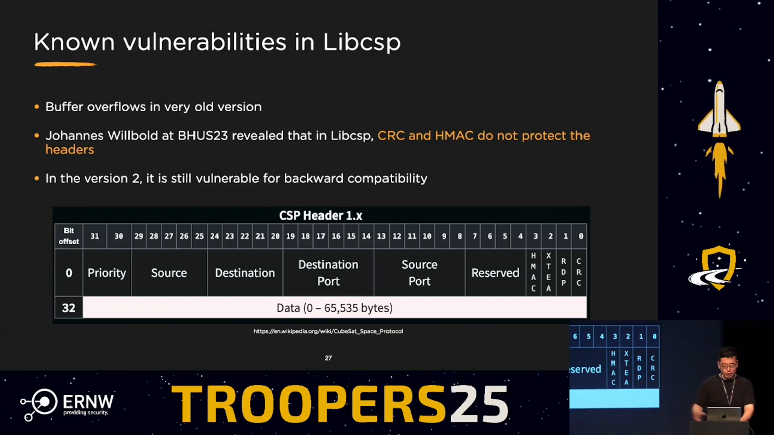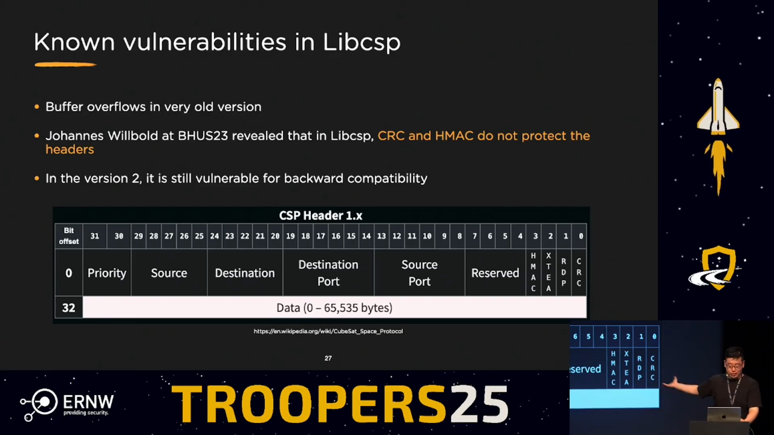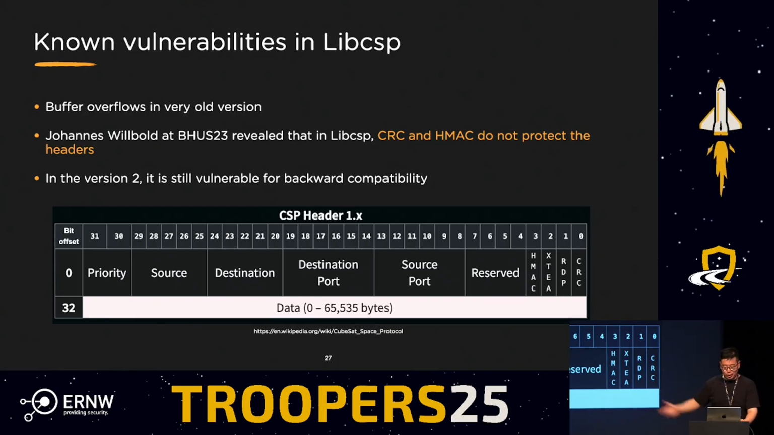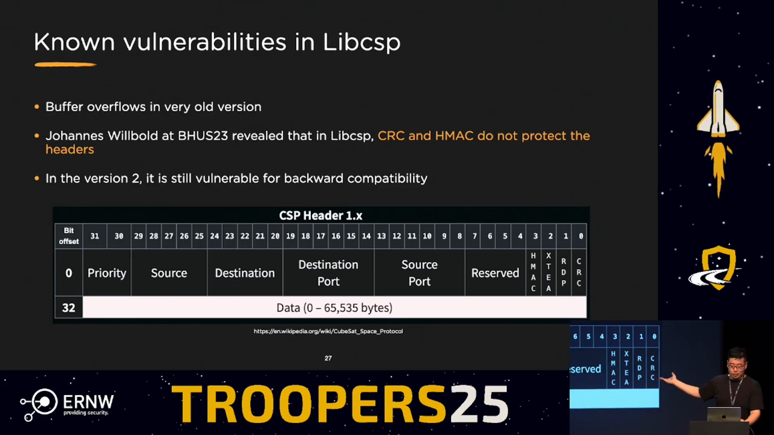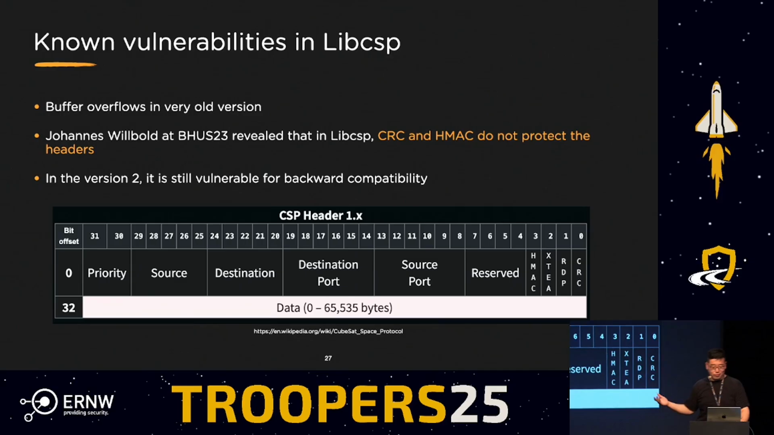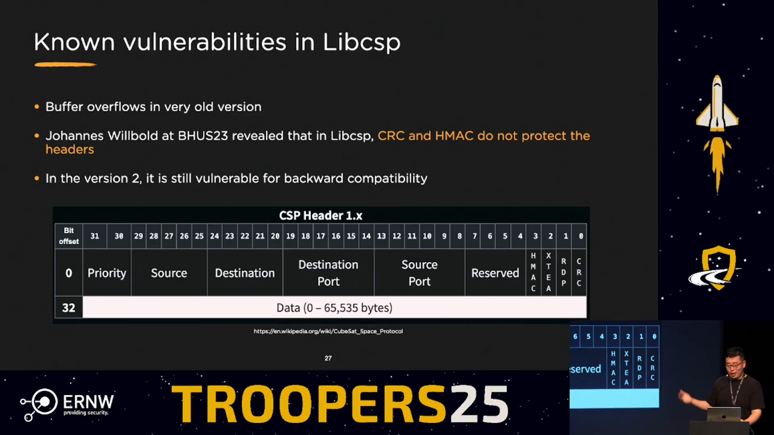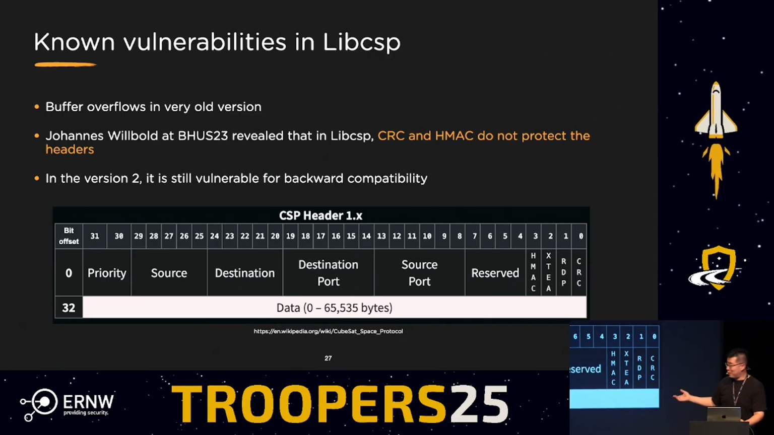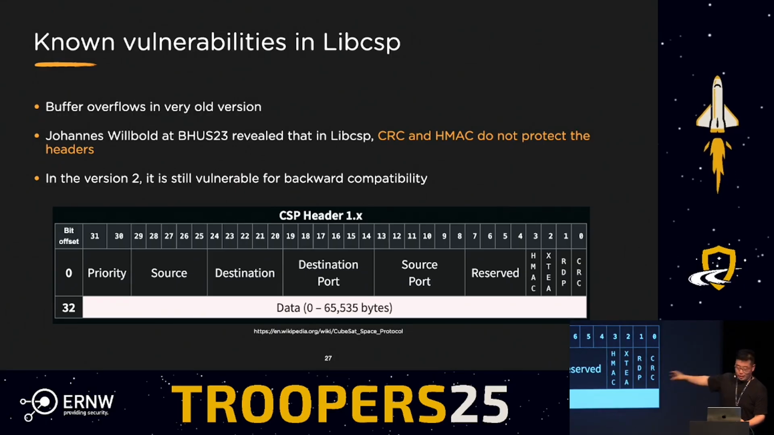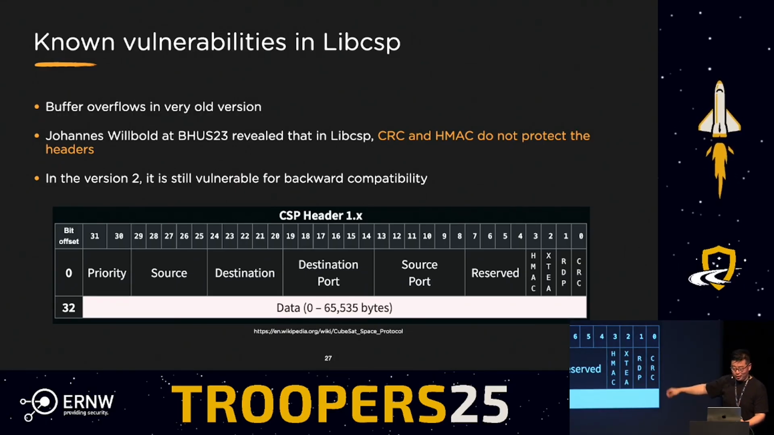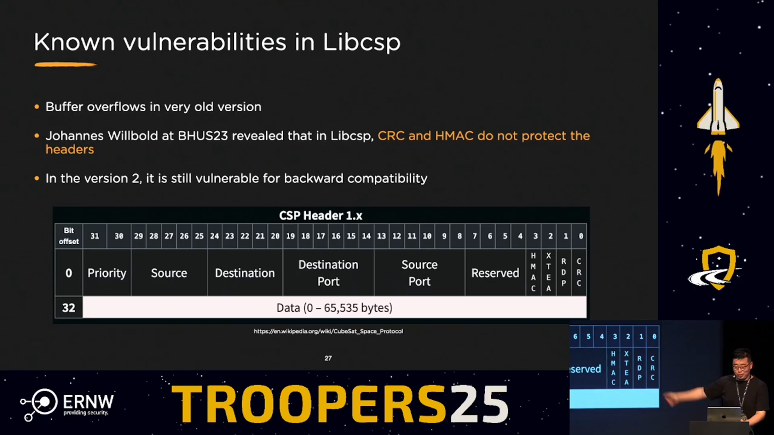And this is the CSP packet format. Basically, you can see the first row is the headers, and the second row is the data. The CRC and HMAC in CSP only protect the data part, but don't protect the headers part.